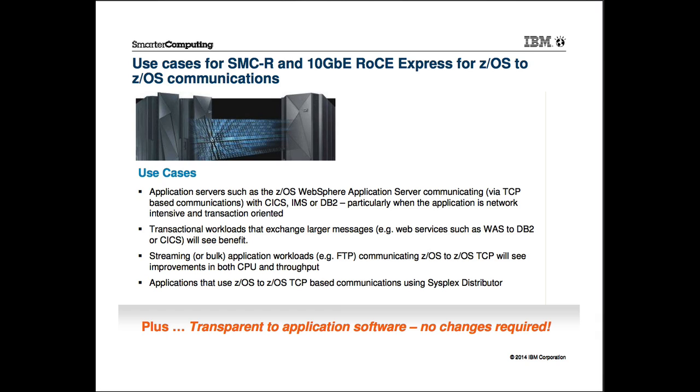Multiple tiered workloads like application servers talking to backends, especially for network-heavy workloads, benefit greatly from SMC-R. Transactional workloads that exchange larger messages like web services, like WAS to DB2 and CICS, will benefit. Streaming workloads like FTP communicating z/OS to z/OS see improvements in CPU and throughput. And any applications that use z/OS to z/OS TCP-based communications, they all benefit from SMC-R. And SMC-R is transparent to the application software. There's no changes required. You put in the RoCE card, you turn on SMC-R, and it works dynamically.